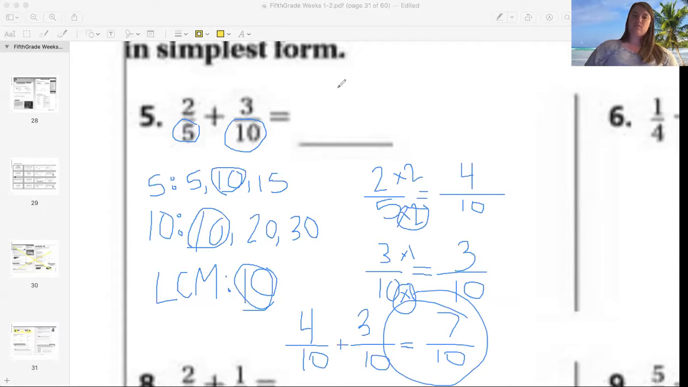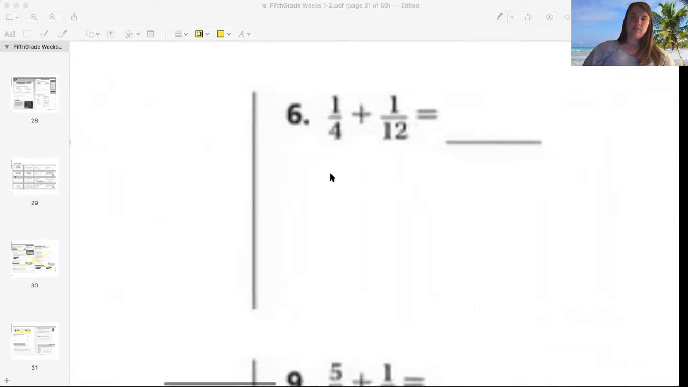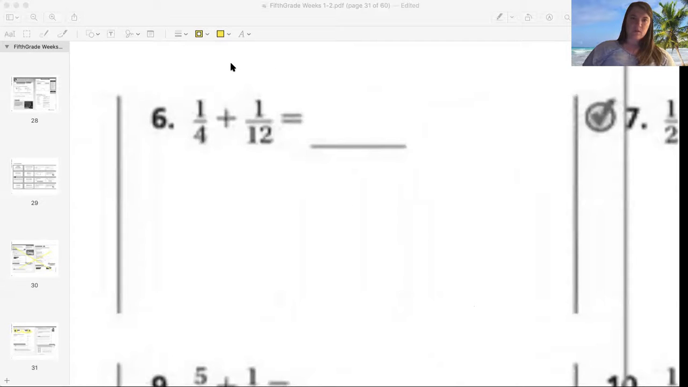Okay, so make sure you put that on the line in your book right now or on the page that I posted on Showbie. The 7/10 is your answer. And then I'm going to have to clear this problem. Okay, and then we're going to go over to number 6. And we're going to do the same thing.